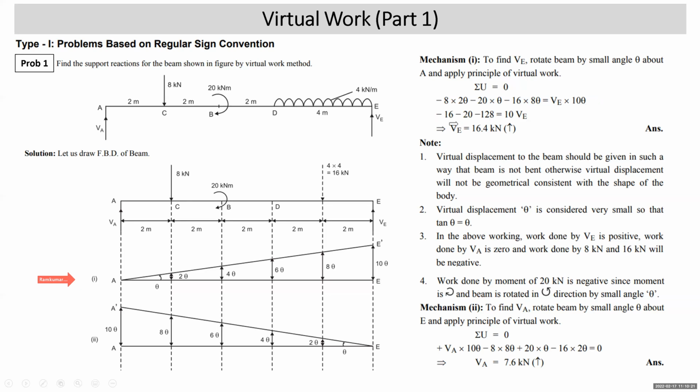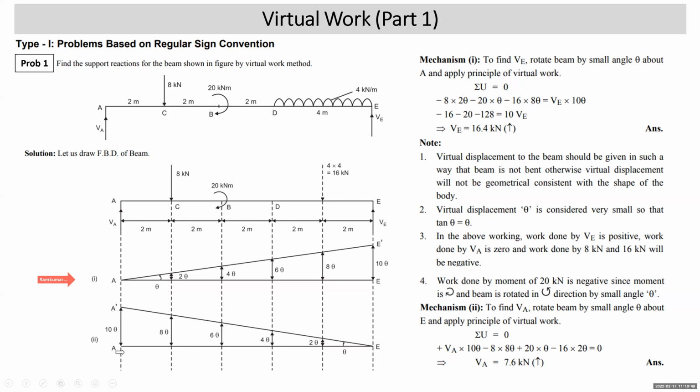Then theta will go off from all the terms. Minus 16 minus 20 minus 128 is equal to 10V. Further we simplify, using a calculator, and V comes out to be 16.4 kilonewton. So the algebraic sum of the work done by all forces will be 0. Now we understand the second part of the problem.